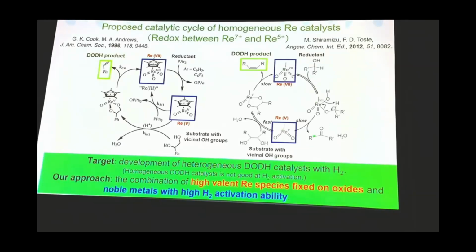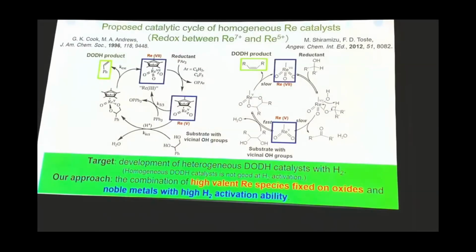Basically, this reaction is almost the same. The reductant is a little different. The secondary alcohol is used for these reactions. Our target is the development of a heterogeneous deoxydehydration catalyst with hydrogen as a reductant. Generally speaking, the homogeneous DODH catalyst is not good at hydrogen activation.